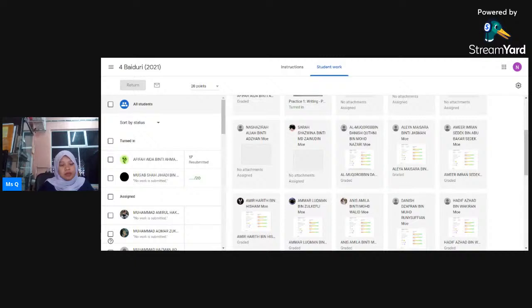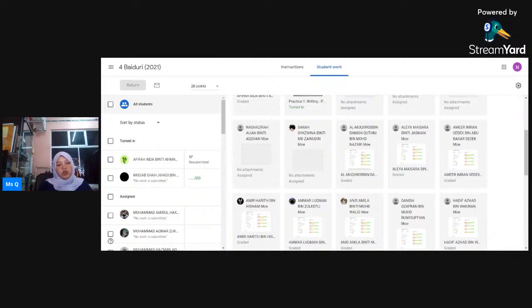So for Alia Maisara's vocabulary age, let me just zoom it a bit. If you can see there, the vocabulary age for Alia Maisara here is 14.54 years, meaning that it's almost 15 years old. Because you're already 16 years old, I'm expecting you to get a better vocabulary age, like 16 to 17 years old.